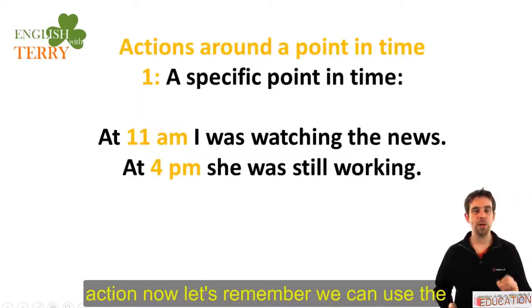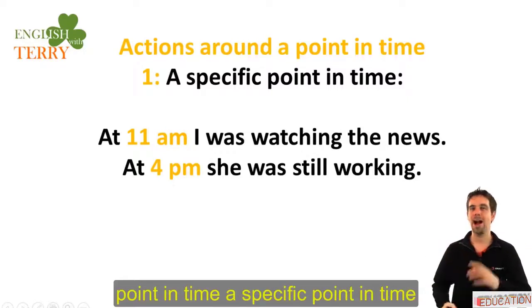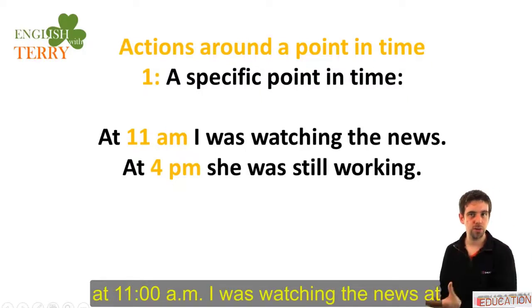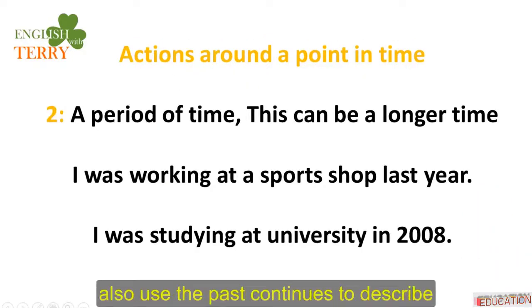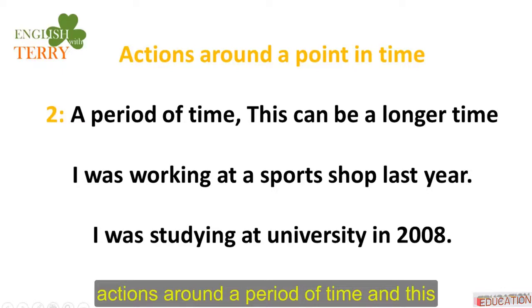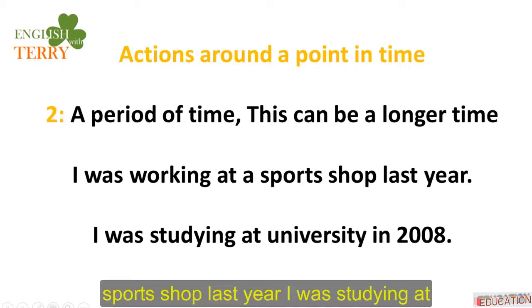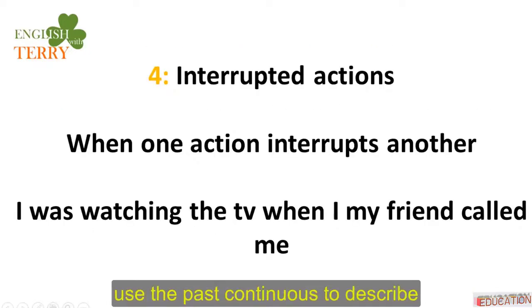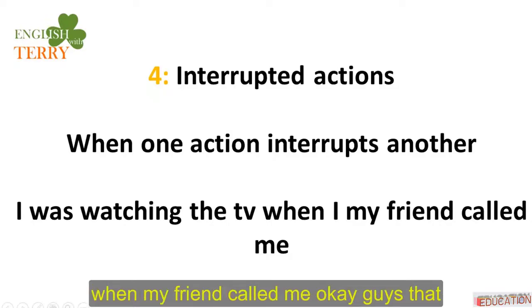Now, let's remember, we can use the past continuous for actions around a point in time, a specific point in time. At 11 a.m., I was watching the news. At 4 p.m., she was still working. We can also use the past continuous to describe actions around a period of time, and this can be a longer time. I was working at a sports shop last year. I was studying at university in 2008. And finally, we can use the past continuous to describe interrupted actions, when one action interrupts another. I was watching the TV when my friend called me.